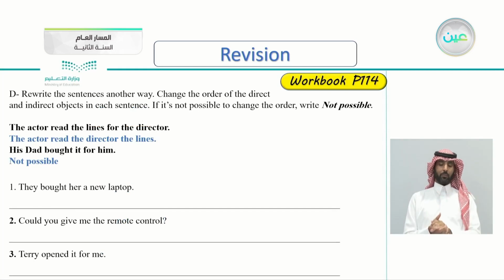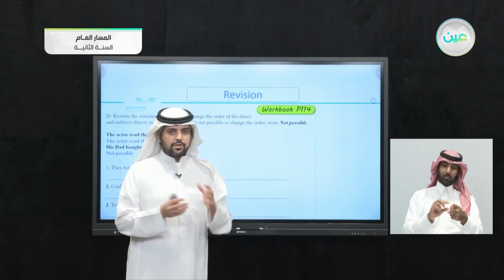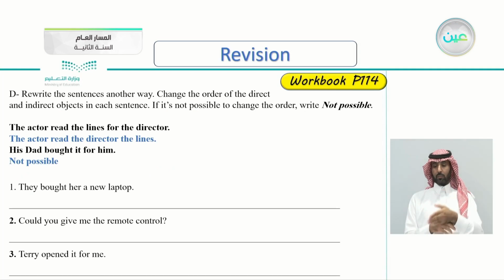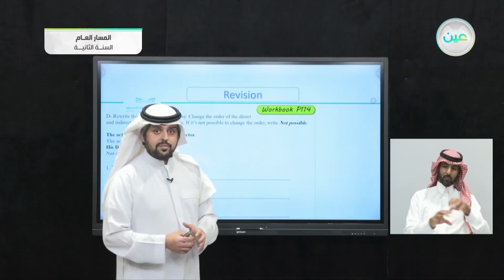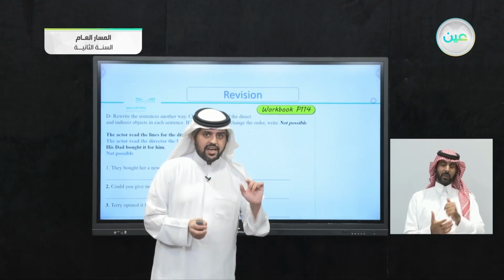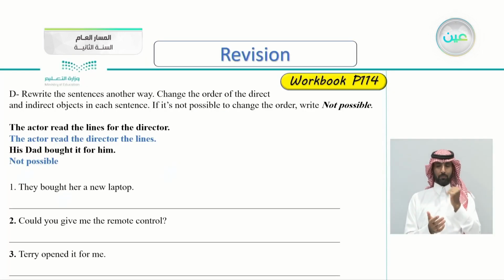Continuing here with exercise D, rewrite the sentences, in the same page 114. Rewrite the sentences another way. Change the order of the direct and indirect objects in each sentence. If it's not possible to change the order, write not possible. So we will have a sentence and try to change the order of the direct and the indirect object. Remember, if it's not possible, just write not possible. We have some examples here.